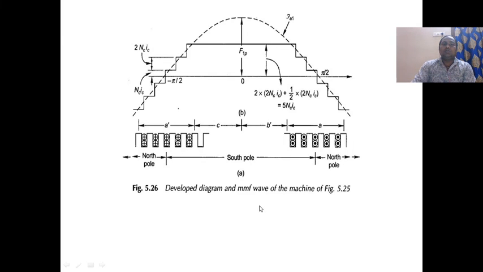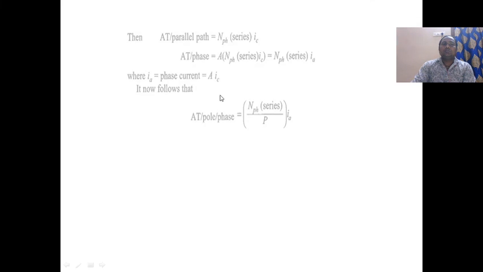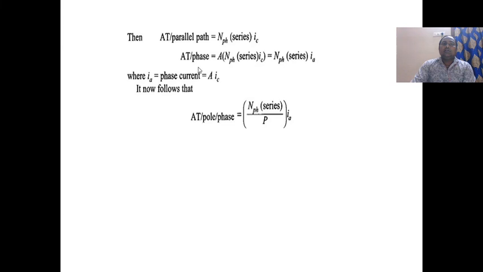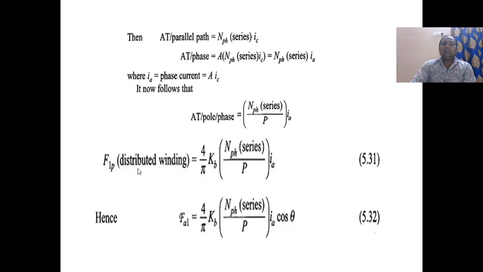North pole and south pole. Then the ampere turns per parallel path is called N into I, where IA is the phase current. Ampere turns per pole is equal to N into IA divided by the number of poles, that is N into IA by P. So F1 for the distributed winding is equal to 4 by pi kb N phase IA by P. FA1 is equal to 4 kb by pi N phase series IA by P into cos theta.